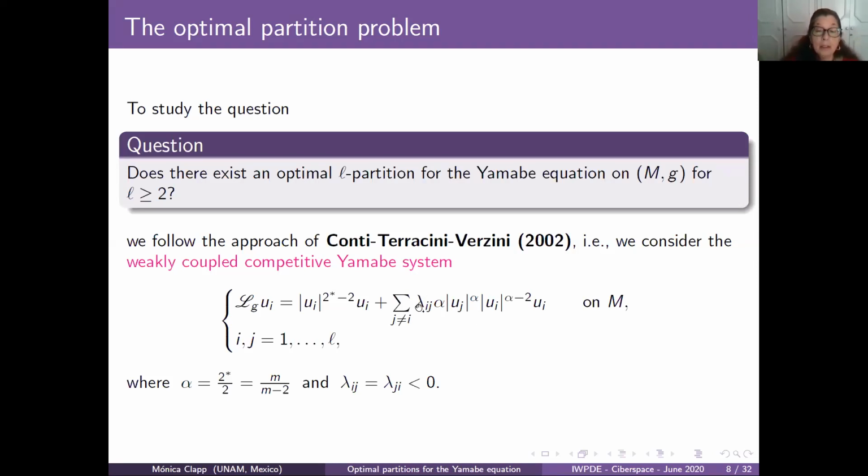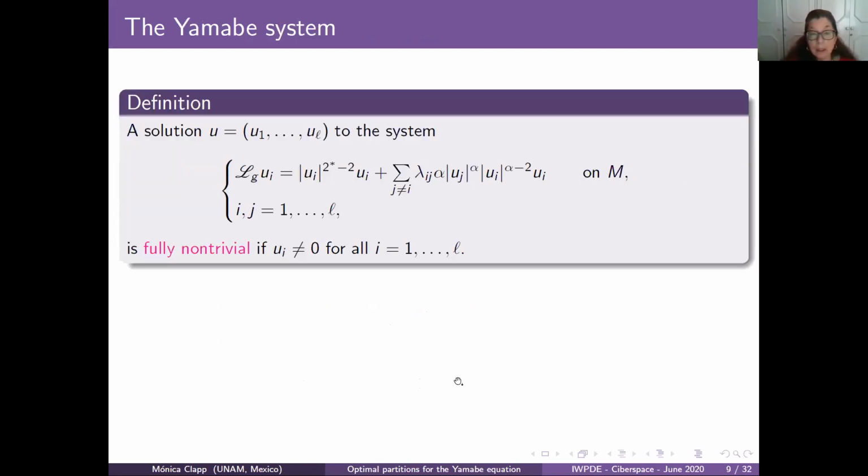Now here the lambdas, the notation is different from the notation that was used by Thomas. So the lambdas are the coefficients of the interaction terms, and these lambdas will be assumed to be negative. As Thomas mentioned also, this system may have solutions whose components are trivial. We are not interested in those solutions. We are interested in fully non-trivial solutions. This means solutions where all components are different from zero. So we are going to look for these solutions.